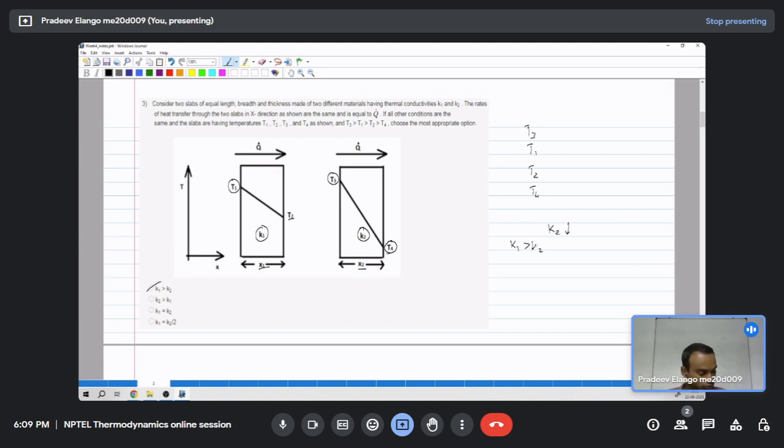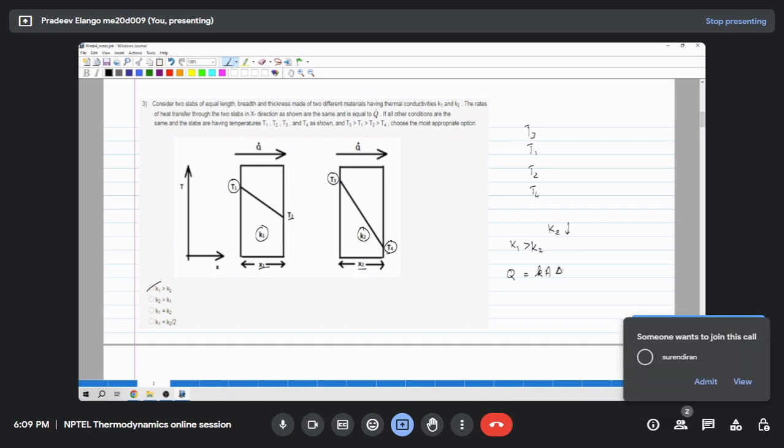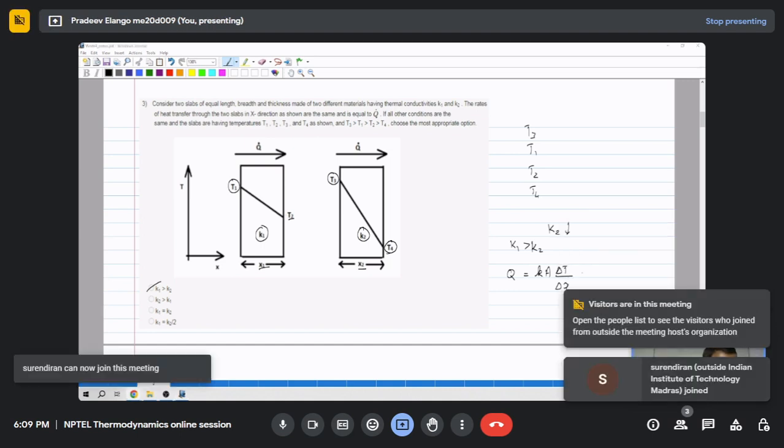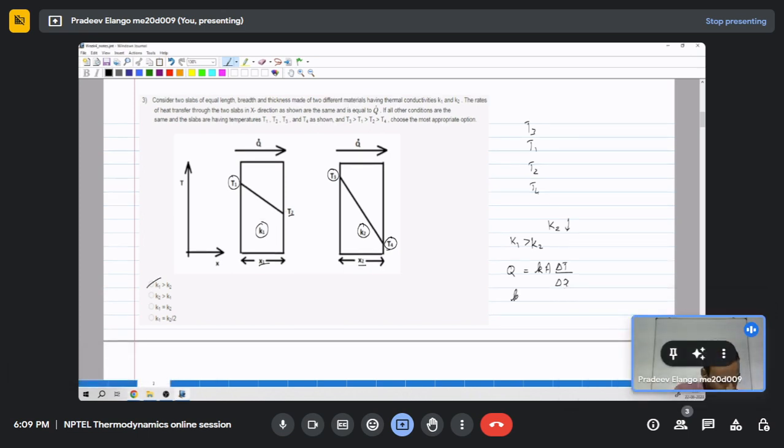So option is 1. If you want to do it mathematically or using the equation, we know Q is equal to KA delta T by delta X. It is said that both the Q are the same, so that means K1 A (T1 minus T2) by delta x1 is equal to K2 A (T3 minus T4) divided by delta x2.